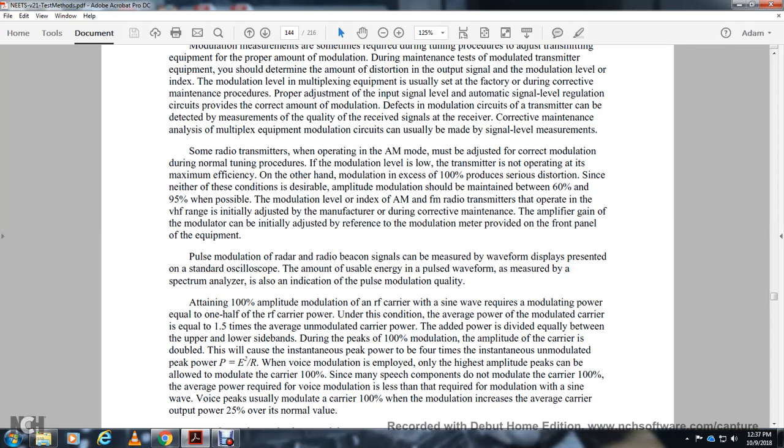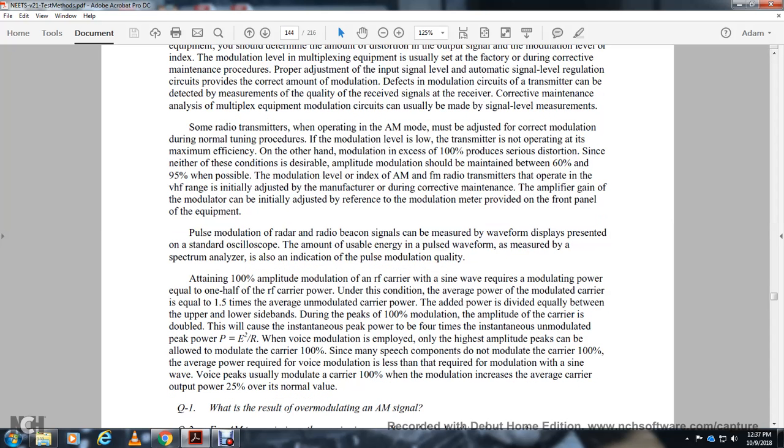Pulse modulation for the radio beacon signal can be measured with the waveform display presented on a standard oscilloscope. The amount of usable energy of the pulse waveform is measured by the spectrum analyzer, with the indication of the pulse modulation quantity. Attaining 100% amplitude modulation of the radio frequency carrier with the signal wave requires modulation power equal to 1/2 of the radio frequency carrier power.